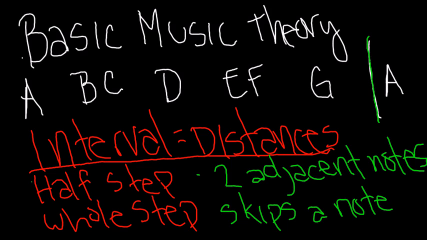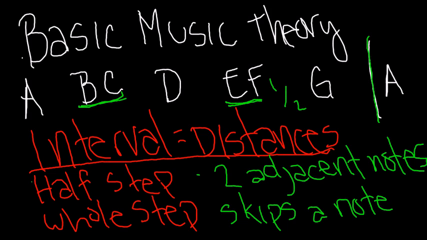Let's talk about each of these distances. A half step is going to be this distance right here, and we'll just put a little half there so you understand. That is the distance of a half step. This would also be the distance of a half step from B to C. From B to C is considered a half step, and from E to F is considered a half step. It's basically the shortest distance that you can have in music, at least in Western music.